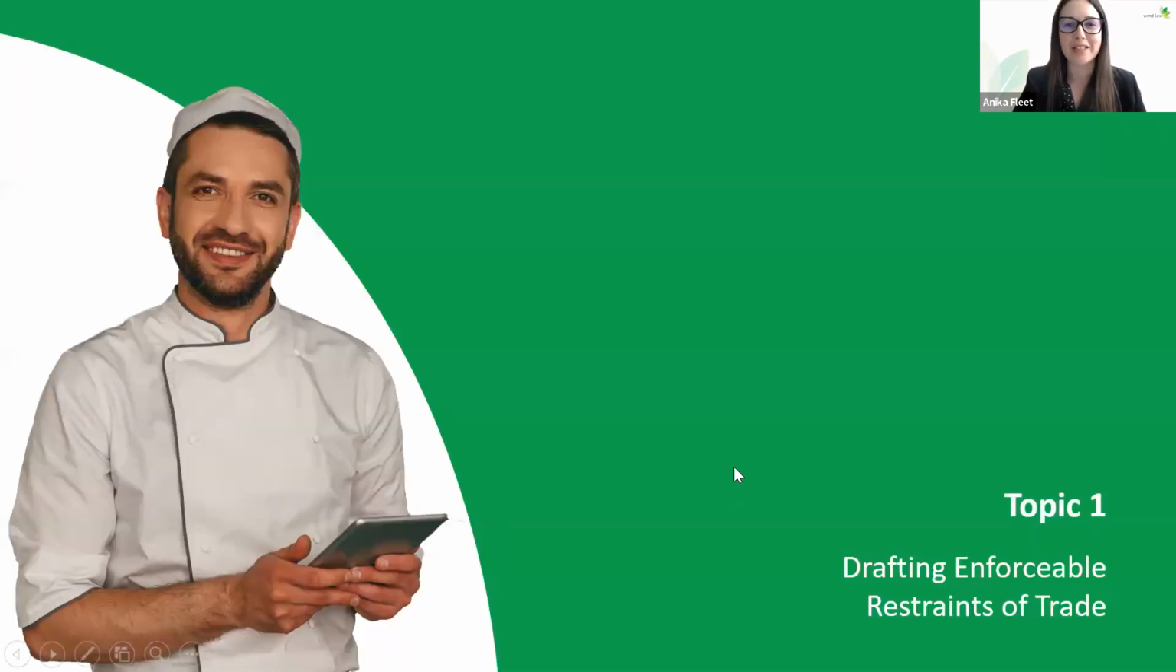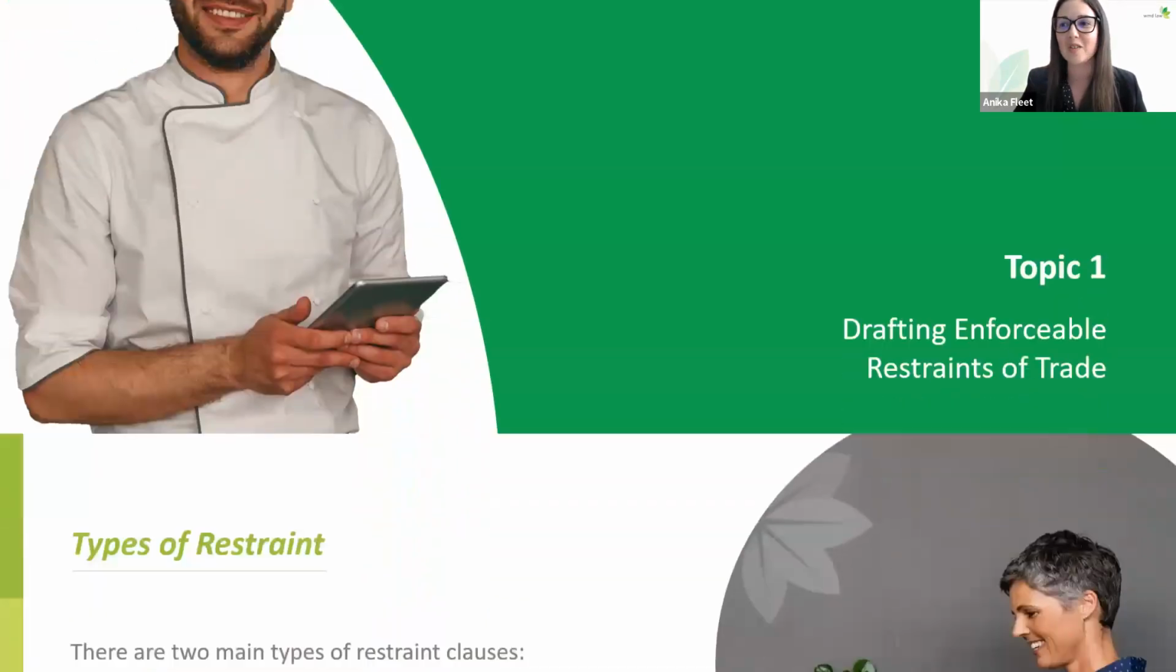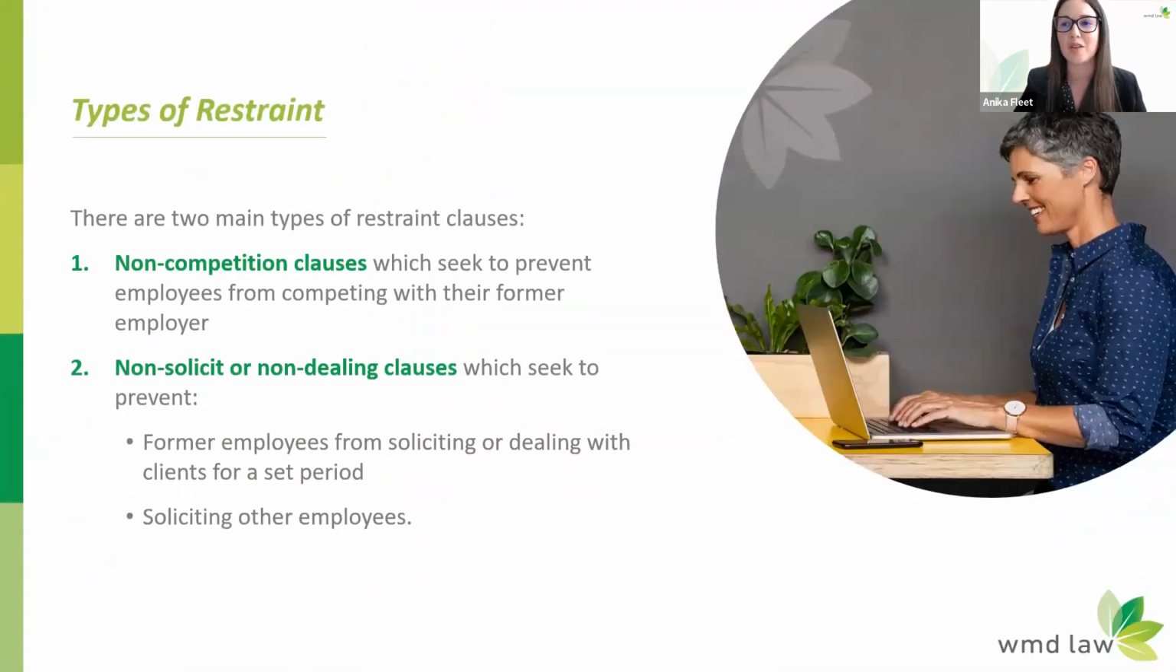So our first topic today, we're going to talk about restraints. There's considerable contention between an employer and employee when the employment relationship comes to an end, which is why we thought it's an important thing that employers consider at the beginning of the relationship when the contract is formed. So Dean, could you please talk to our viewers and provide some insight about drafting enforceable restraints of trade? Sure, thanks, Annika.